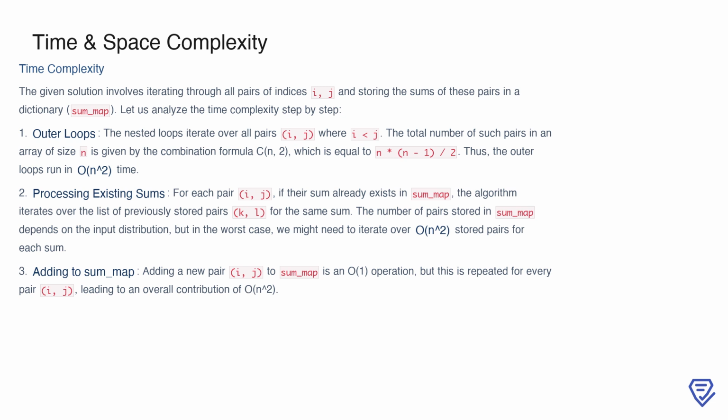For each pair i, j, the algorithm checks if their sum already exists in the dictionary, sum_map. If it does, the algorithm iterates over all previously stored pairs k, l, for the same sum. In the worst case, we may have O(n squared) stored pairs for a given sum, which means this step could take significant time depending on the input distribution. Finally, adding a new pair i, j to sum_map is an O(1) operation, but since it's repeated for all pairs, this contributes another O(n squared) overall. Combining these steps, we'll explore the total time complexity further.